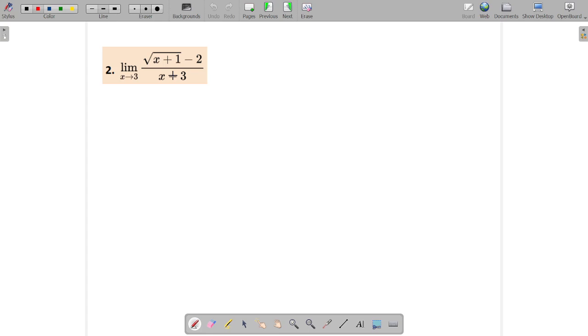Now here, sometimes when we have under root questions in limit form, we find the conjugate of it and then multiply. So we need to find the conjugate of the numerator. Now, the conjugate of root x plus 1 minus 2 is equal to root x plus 1 plus 2. So we need to multiply it.